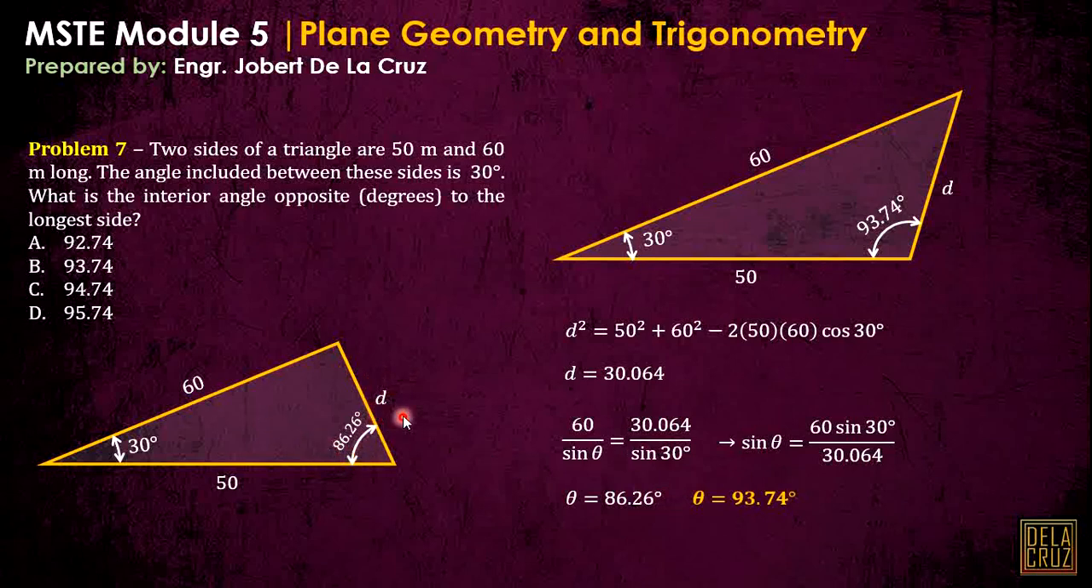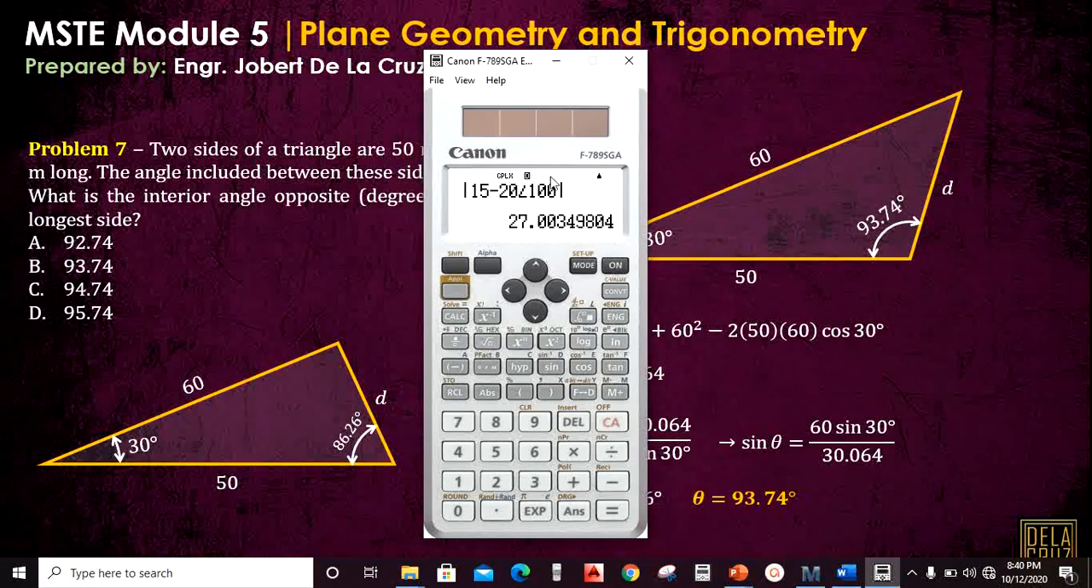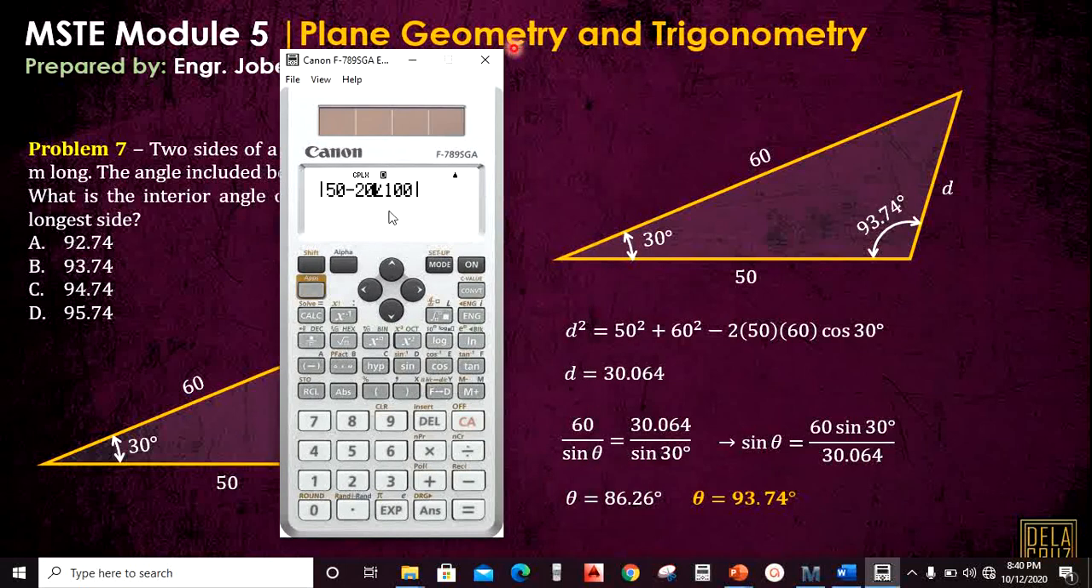Now, we have the value of D, we have the value of A, then using cosine law, let's say i-calculate natin yung third side. If 60 ba talaga yung lalabas? Then, if 60 yung lalabas dyan, then correct yung angle na to. If hindi, then mali yung angle na to. Okay? So, using the cosine law, i-check natin through calculator. Ganito na lang, no? Okay, first side is 50. The second side is yung D, which is D is 30.064.